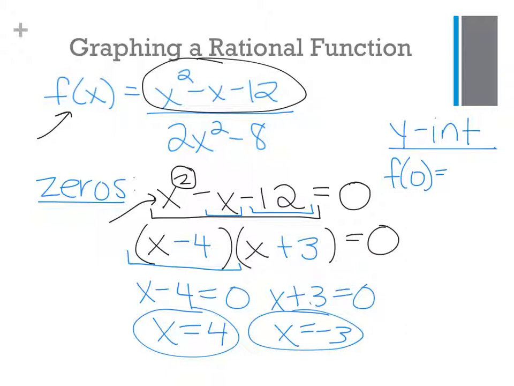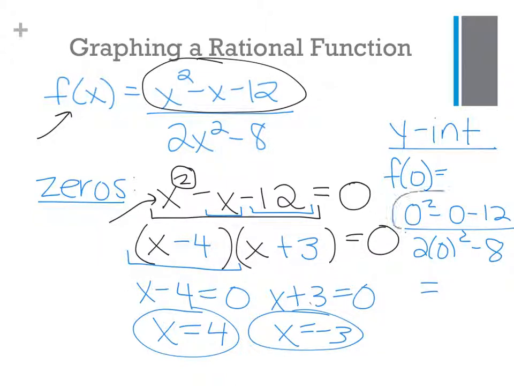If I substitute 0 for x, I get 0 squared minus 0 minus 12 on top. And on bottom, I get 2 times 0 squared minus 8. If I simplify the numerator here, I'm going to get negative 12. And if I simplify the denominator here, I'm going to get negative 8. So negative 12 divided by negative 8 ends up with 3 halves.